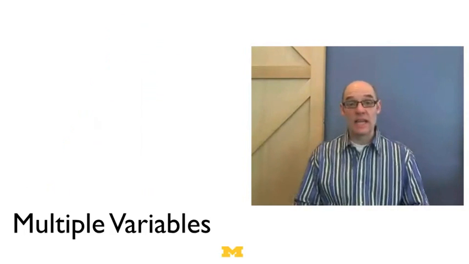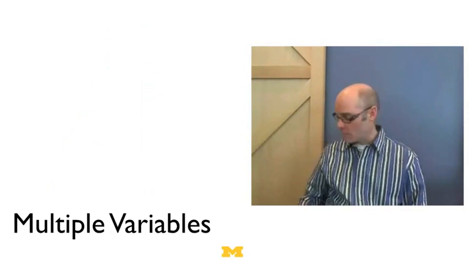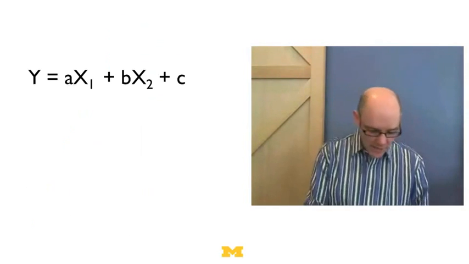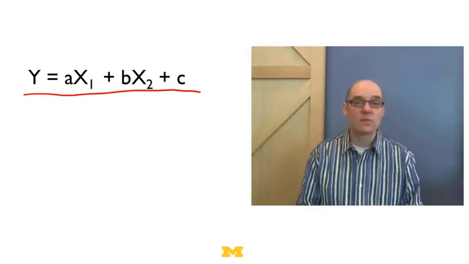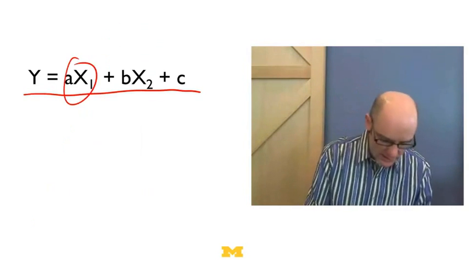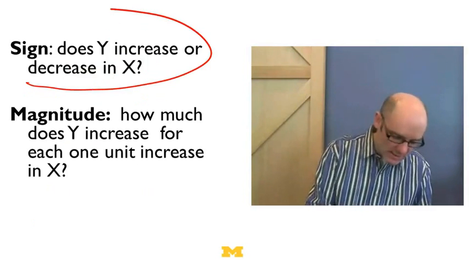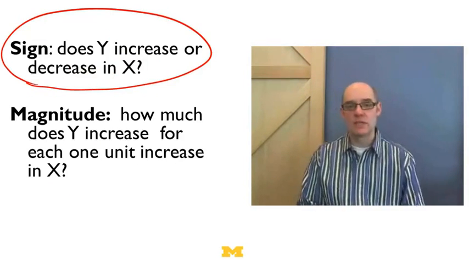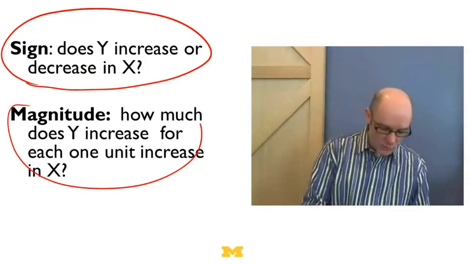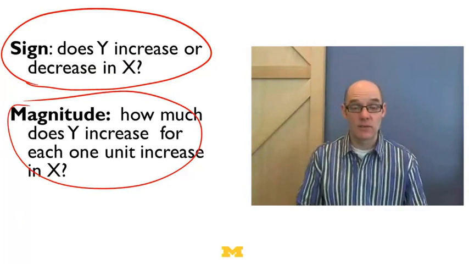So let's move on and think about how we do this with multiple variables. Supposing instead of having one variable, I've got a bunch of variables. So now I can write y equals ax1 plus bx2 plus c. Now instead of just one independent variable, I've got two. When you look at these things, the sign tells you whether y increases or decreases in x. The other thing that regressions will tell you is the magnitude: how much does y change as a function of x?